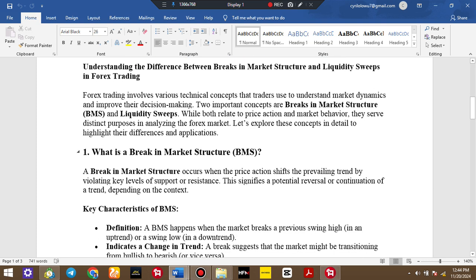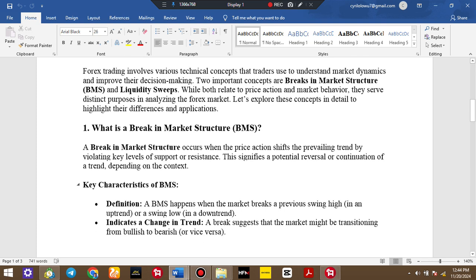The first question is, what is break in market structure? If you have watched the previous video, all this is just more or less like a recap of what I've made in the video, understanding the ultimate guide to market structure. Is that clear? A break in market structure occurs when the price action shifts the prevailing trend by violating key levels of support or resistance.